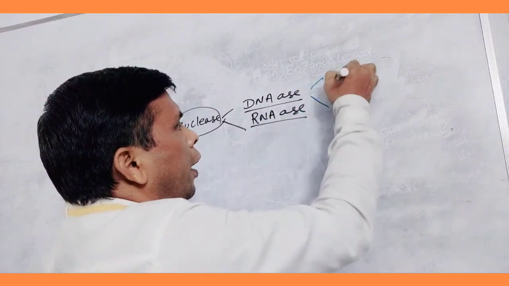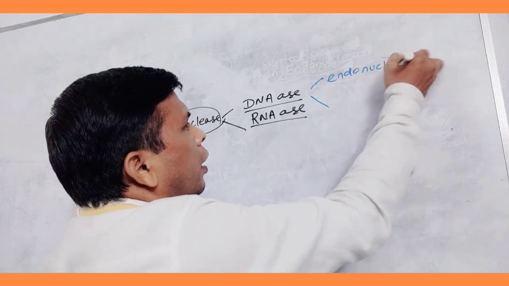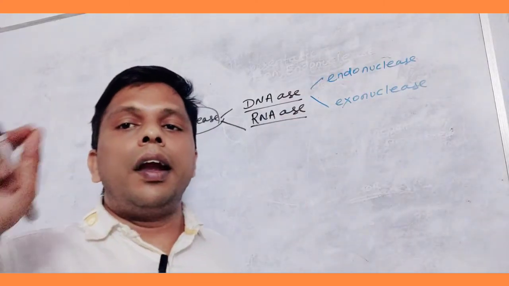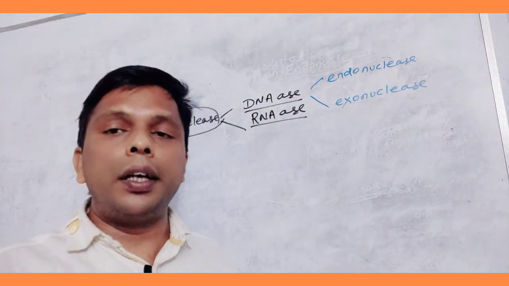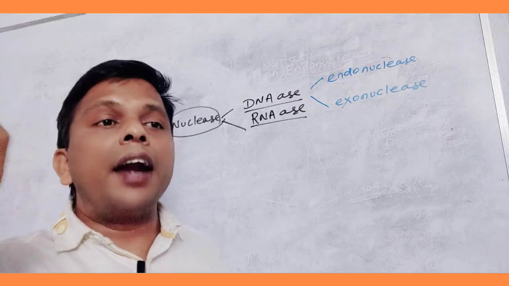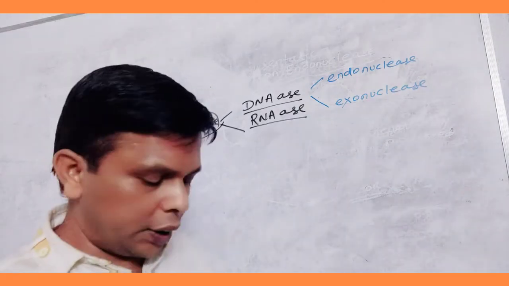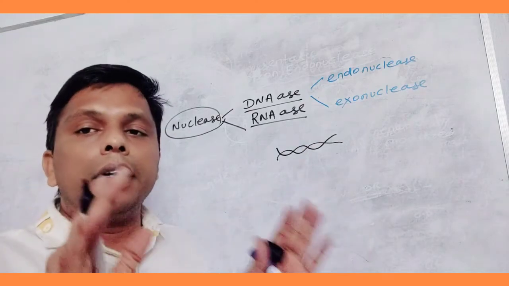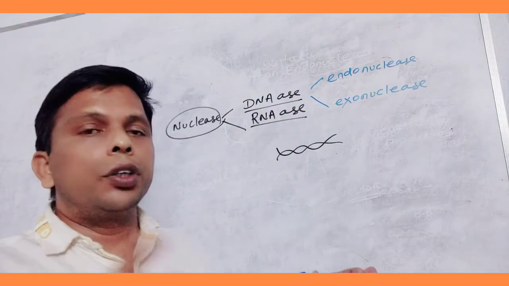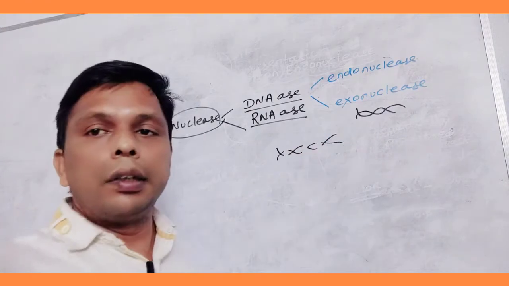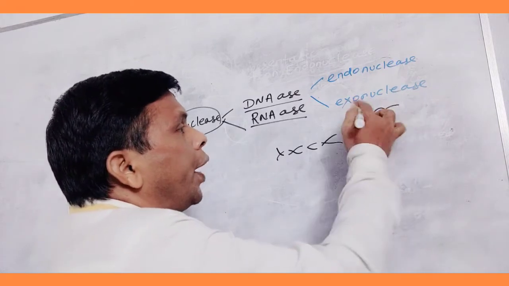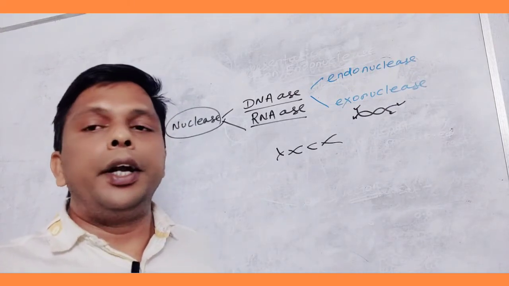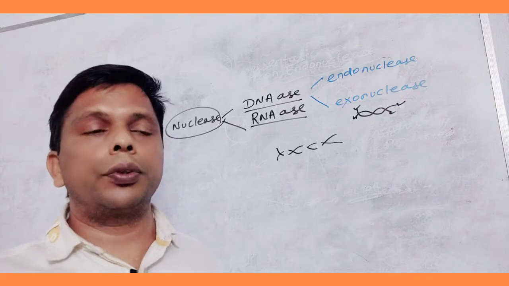Endonuclease and exonuclease. What is the difference between them? The endonuclease cuts the DNA randomly at the mid region of the DNA. Suppose this is a DNA. Endonuclease can cut in the middle, whereas the exonuclease cuts the DNA from the end sequence only, from the end. It cannot cut from the middle. So this is the difference between the endonuclease and exonuclease groups.